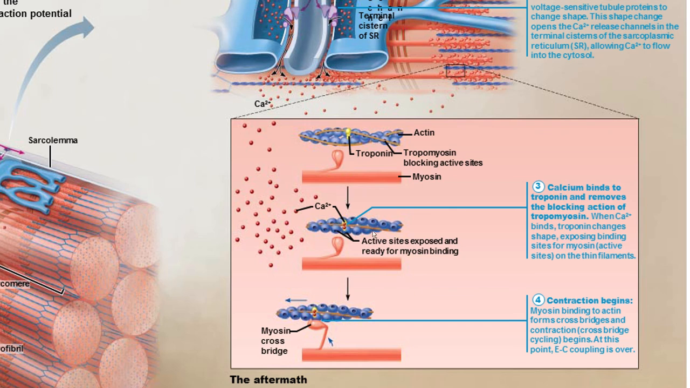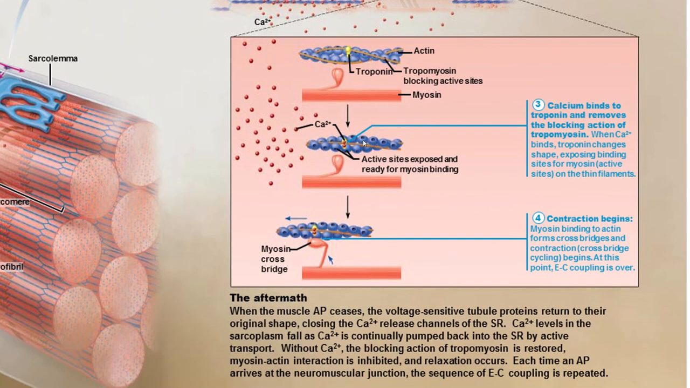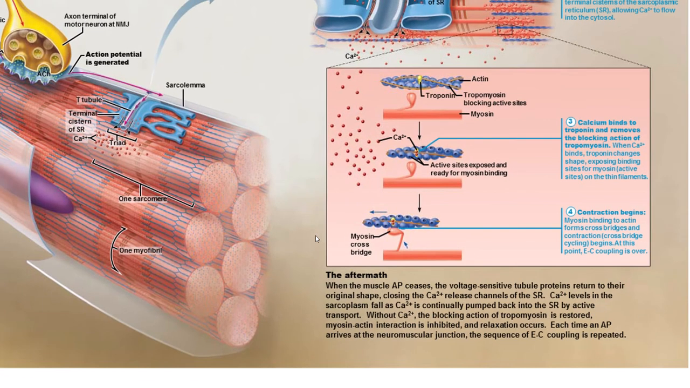The tropomyosin unwinds from the actin, and we now have free sites for myosin to make a crossbridge, a connection with the actin fibers. And we now have a crossbridge. We can now start the sliding of our filaments.